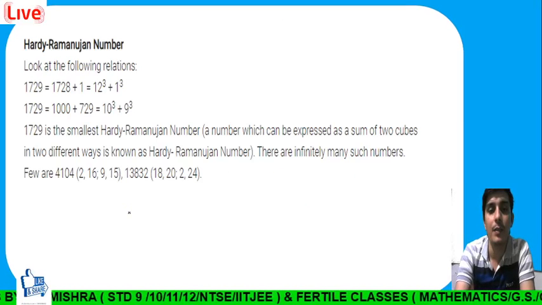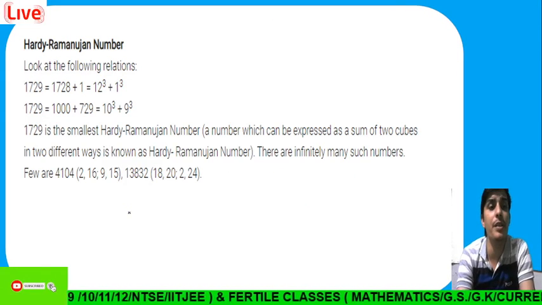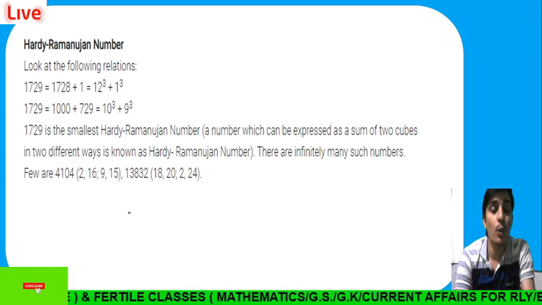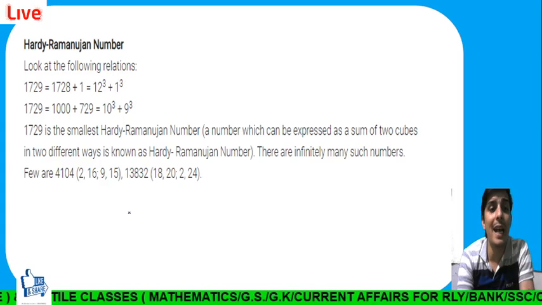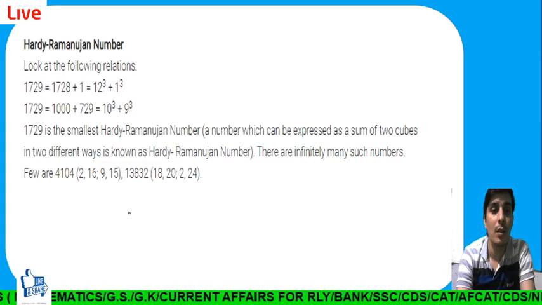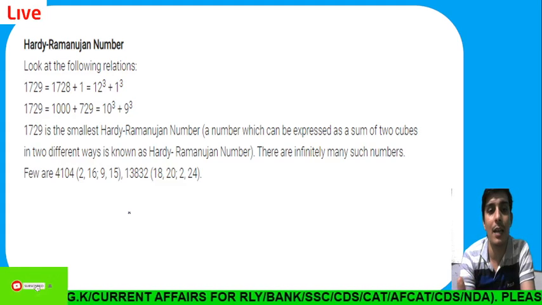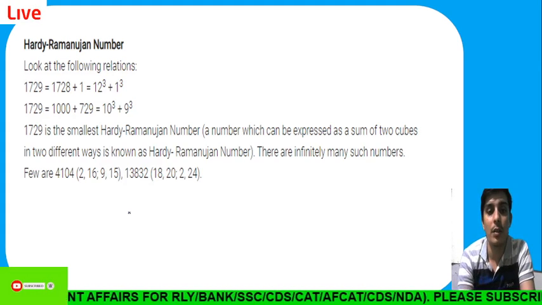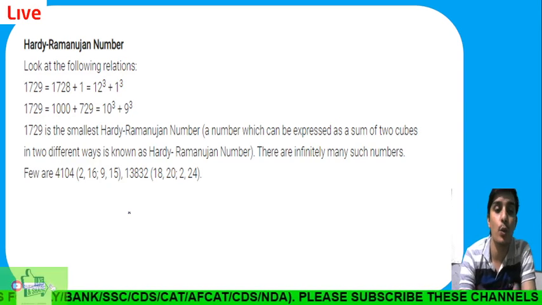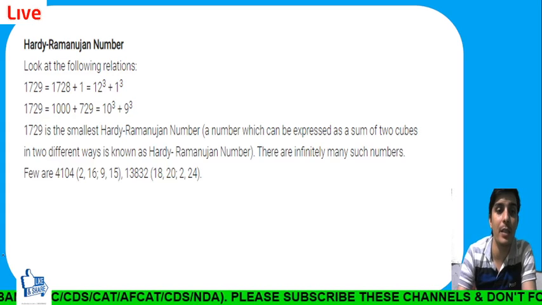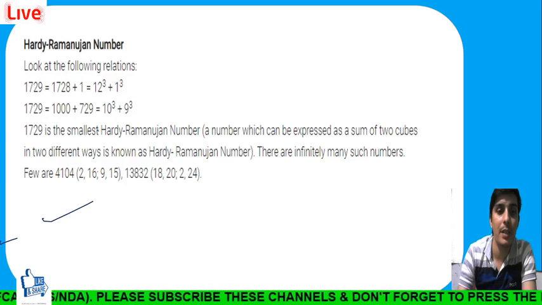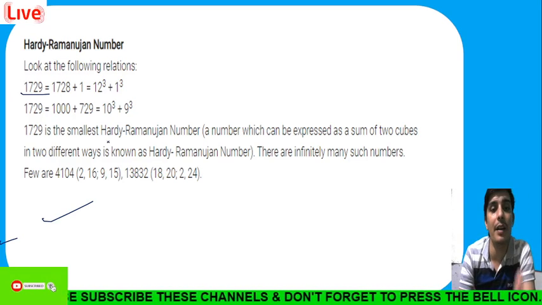Okay, everything clear, right? Now I am going to discuss a very important number, guys. This is the Hardy Ramanujan number. The Hardy Ramanujan number is a number that we can express as the sum of two cubes. You can understand better through an example, guys. So we can take 1729, right? 1729 is the smallest Hardy Ramanujan number.